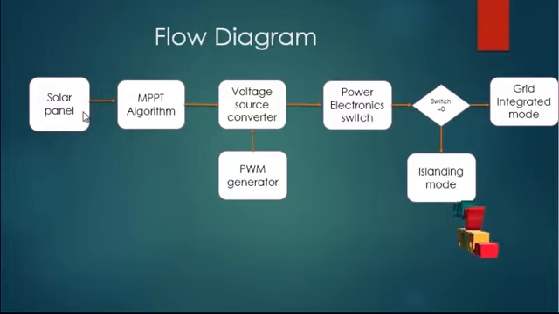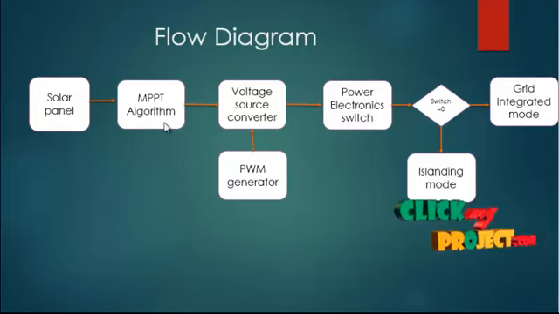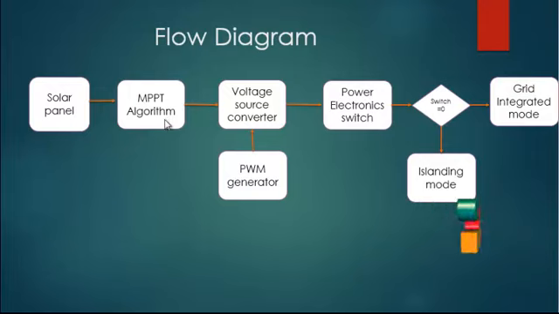For example, we can generate 36 watts of power in the solar panel. With maximum power point tracking and the DC to DC boost converter, you can get more power. For example, more power means 120 watts or 60 watts, varying at different levels based on the irradiance level. Then we pass it to the voltage source converter.